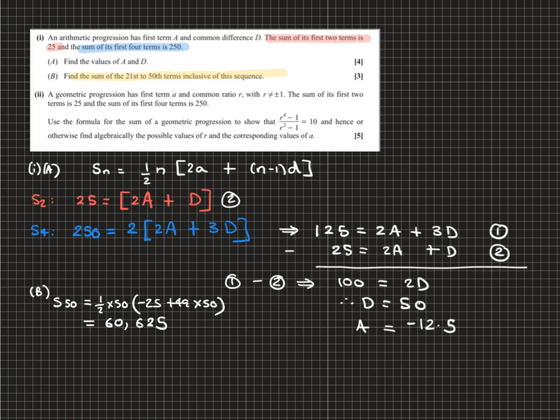Now, I want to work out the sum of the 21st to the 50th terms inclusive. So I want to get rid of the total of the 1st to the 20th term, which will leave me with the sum of the 21st to the 50th terms. So I'm going to work out S20. So it's a half multiplied by 20, 2 lots of a is negative 25, plus 19, which is n minus 1, multiplied by d, 50. So this gives me 9,250.